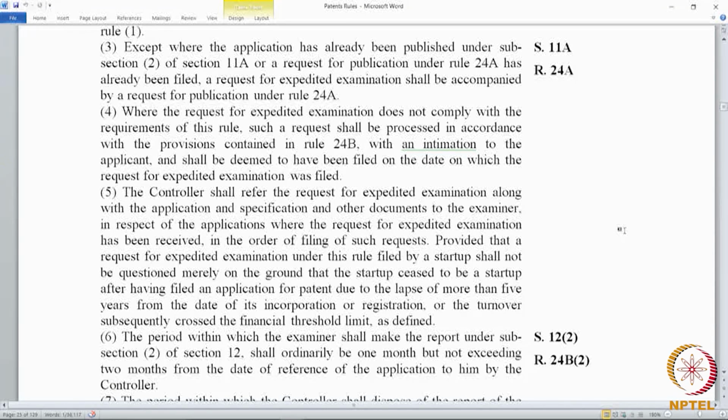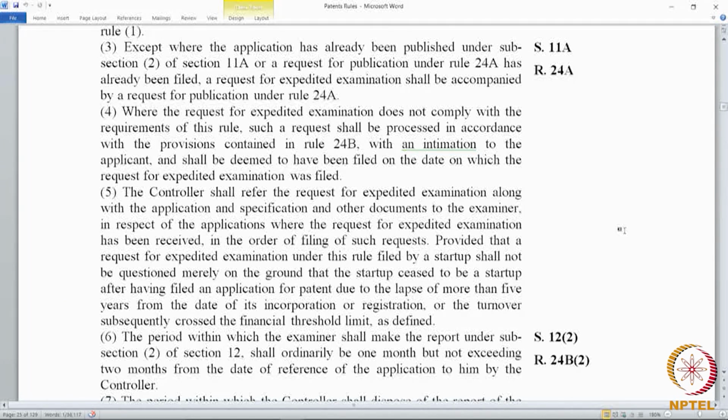Now, the idea is, why would you make an expedited request for examination if your application itself is not published? Because if your application is not published, there is no way the Patent Office is going to examine your application. So, it becomes necessary for the applicant to file Form 9, if he has not already done it, along with Form 18A. So, Sub-rule 3 says that when you are making a request under Form 18A, you have to accompany it with Form 9, which is a request for publication.